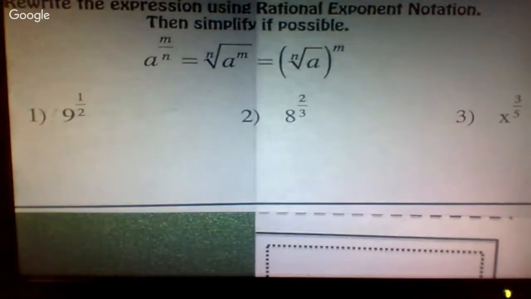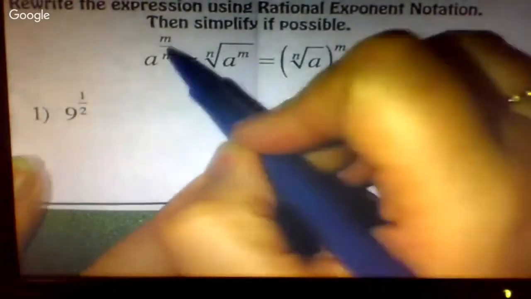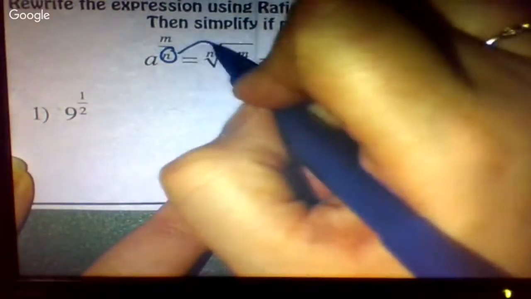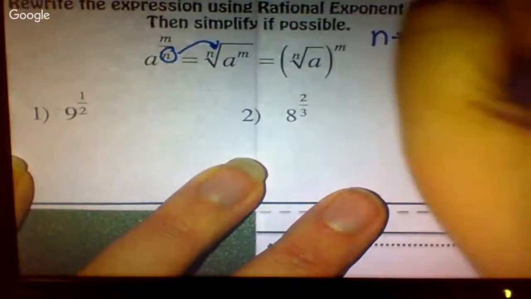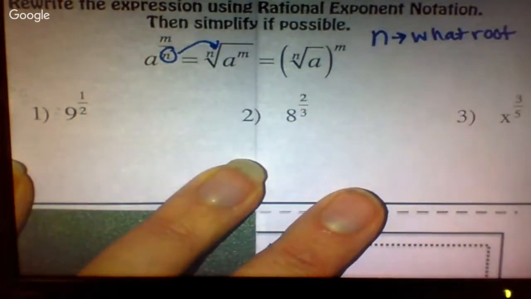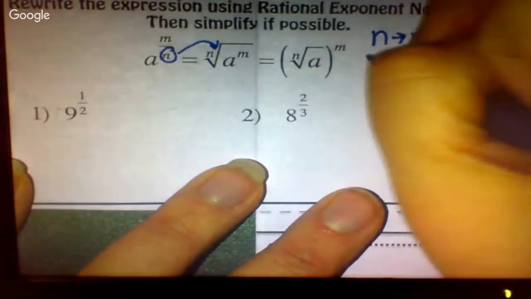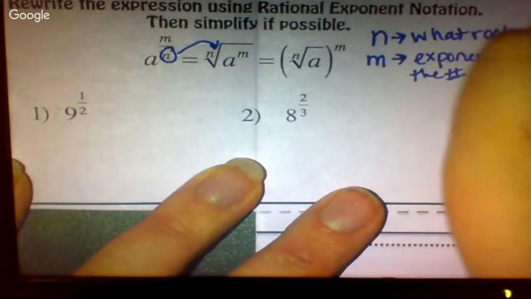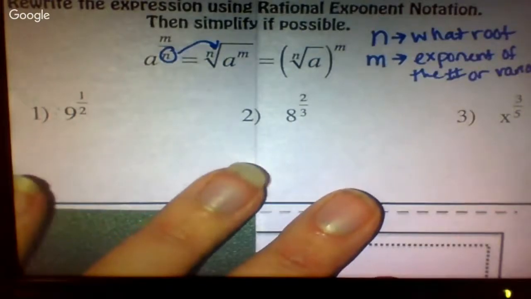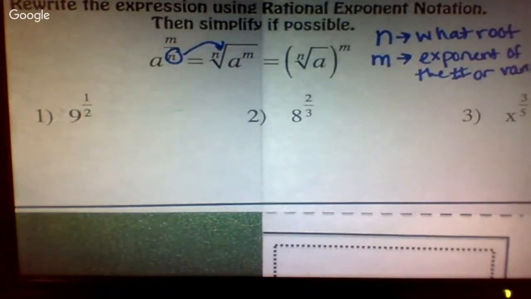So, in other words, we're going from a number or a variable with an exponent that is a fraction, and we're going to change it into a root. What happens here is the bottom part of your fraction becomes the index. That tells you what root. So, n tells you what root. The m is the exponent of the number or variable. The top number of your fraction stays underneath the root. The n comes outside and becomes the root that you're trying to find.